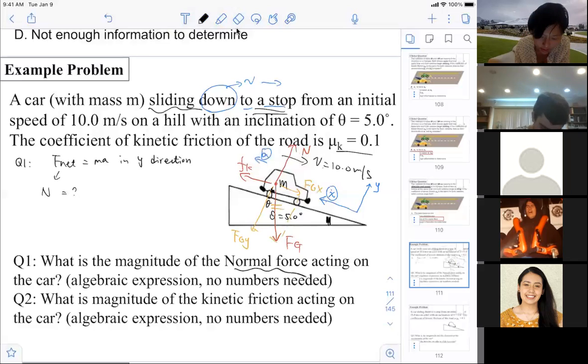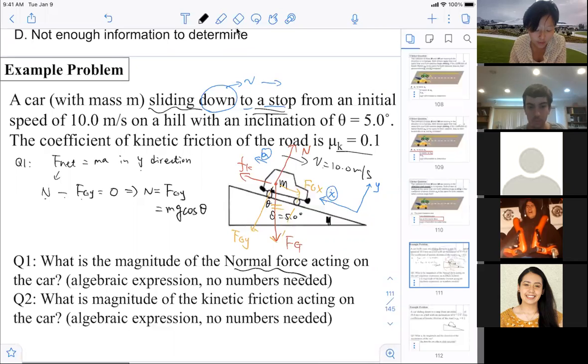So to set it up, you have normal force in positive Y, FGY in negative Y, so normal force minus FGY, and zero acceleration in the Y direction, giving you normal force is equal to this component of gravity, which is mg cosine theta. Okay, so that's all we need at this point. Don't plug in numbers until the very end. It's not asking for numbers.